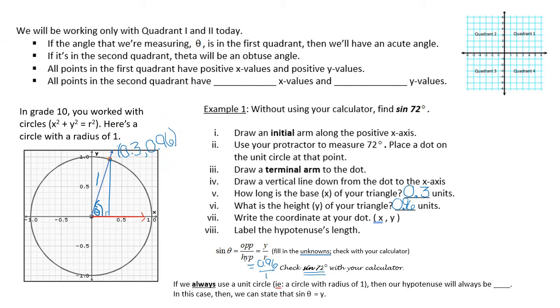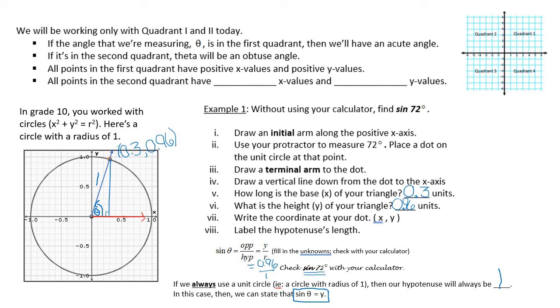The last thing on this slide: if we always use a unit circle, like what we have in our picture here, a circle with a radius of 1, our hypotenuse will always be 1. In this case, we can state that sine of theta is always going to be the same as the y value, as long as your radius is 1. We're going to have other circles later where the radius isn't 1, and we're going to have a different number for our denominator, and that's okay. But if you have a unit circle, then sine is the same as your y value.